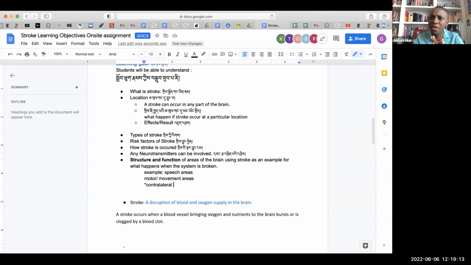So you might remember this from very early in the ETSI curriculum where we talked about one side of the brain controlling the other side of the body and where things cross.